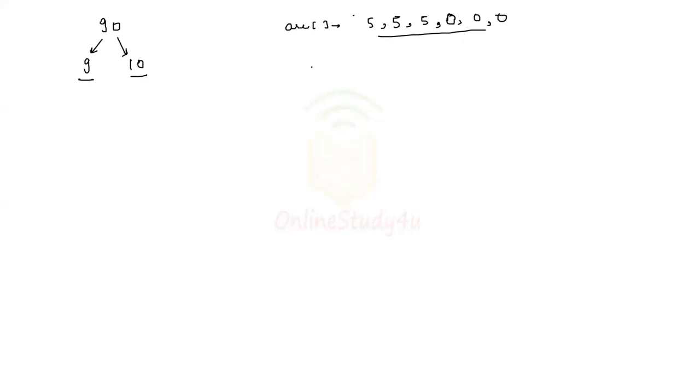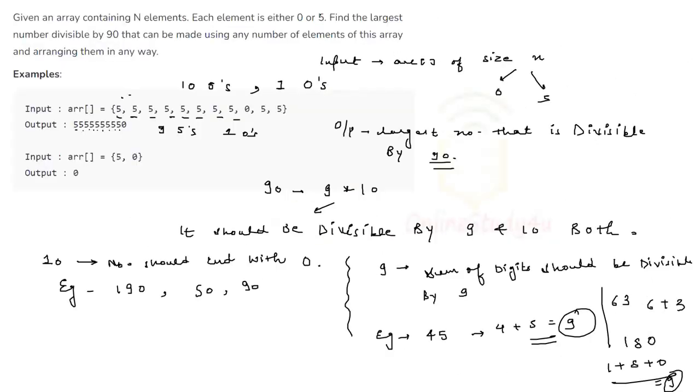But one number that you can form is 000. So 000 will be the largest number. You are not counting any 5, because when you add any 5 to this number, the number will not be divisible by 90. Another thing is, just look into the first example.